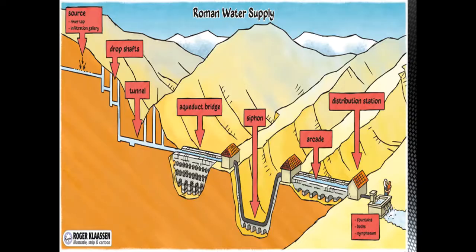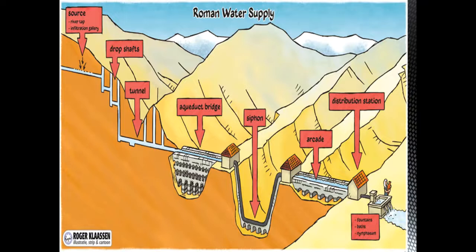So let's go on to how the aqueducts actually worked. The Roman water supply was made up of several layers. We have the source, the drop shafts, the tunnel, the aqueduct bridge. We have the siphon, the arcade, which was the most important part, and the distribution station. So let's talk about them one by one.